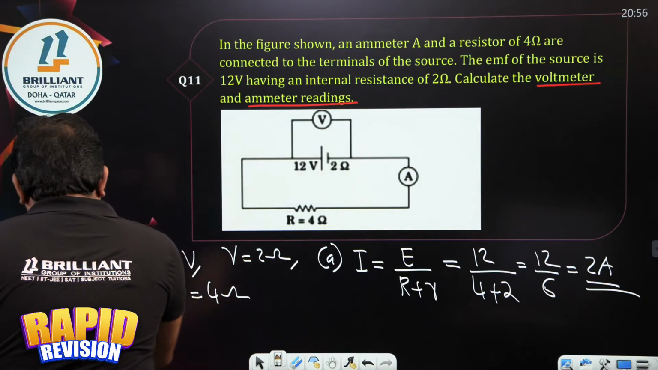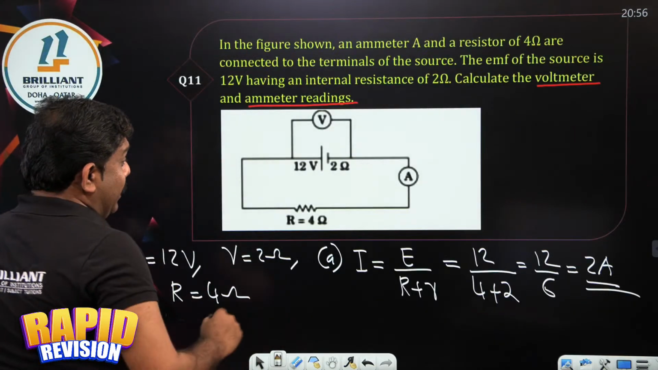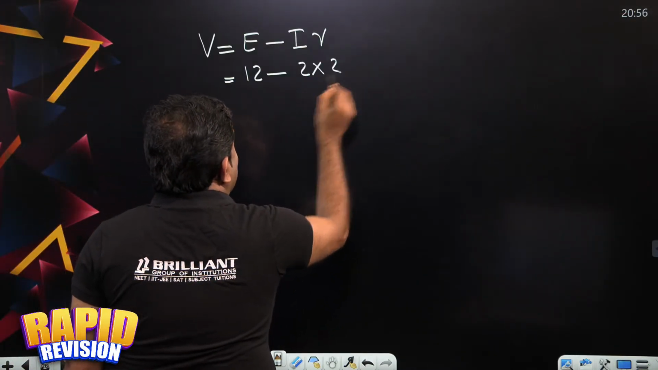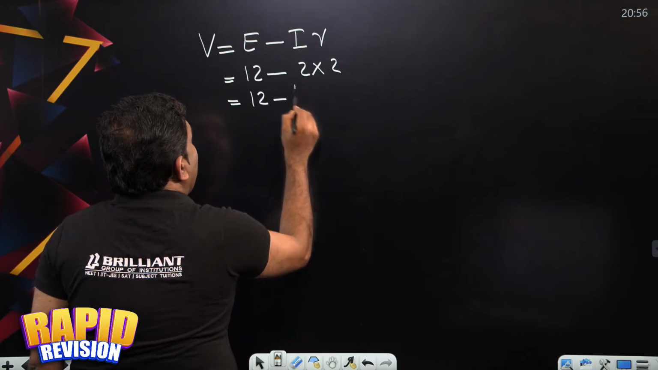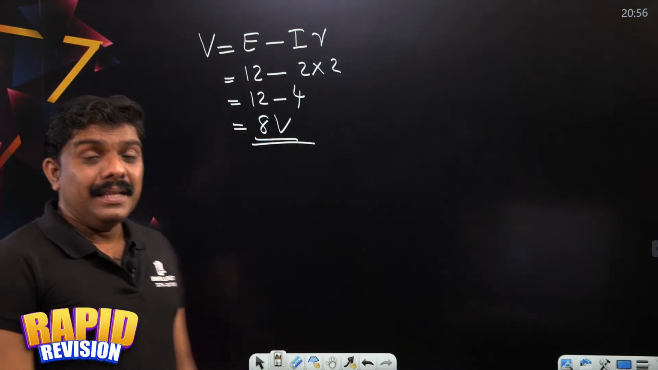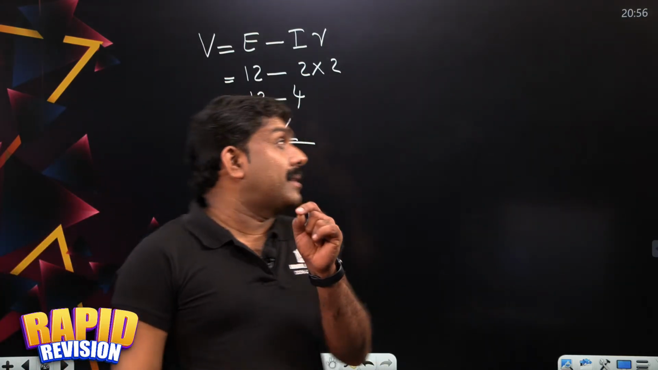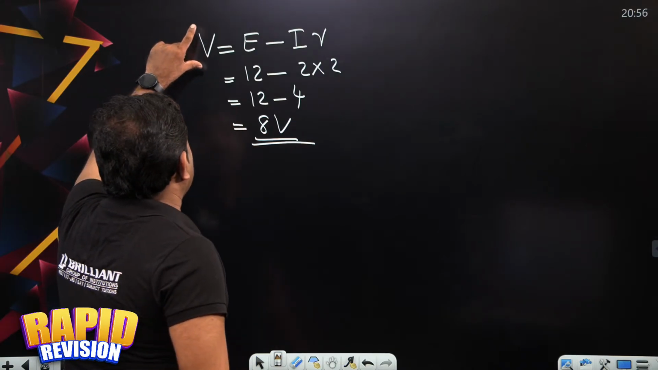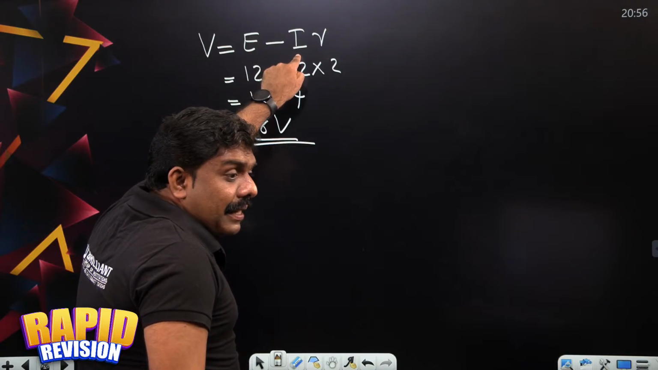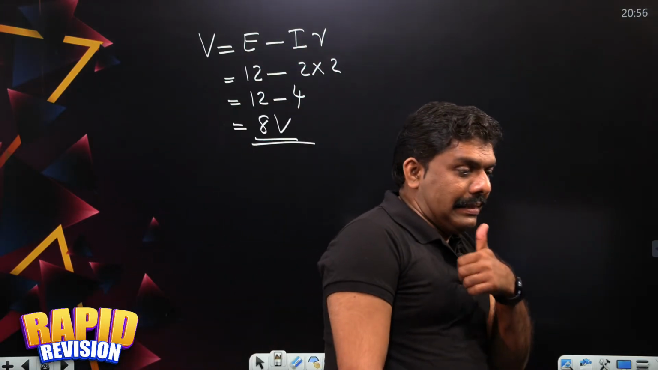That is 12. So we can say 12 minus I value, I is 2, so we have 2 into internal resistance, also 2. So 12 minus 4, so it is 8 volt. Very important point in the cell: the terminal potential difference across the cell is E minus IR, where E is EMF, I is current, and R is the internal resistance.